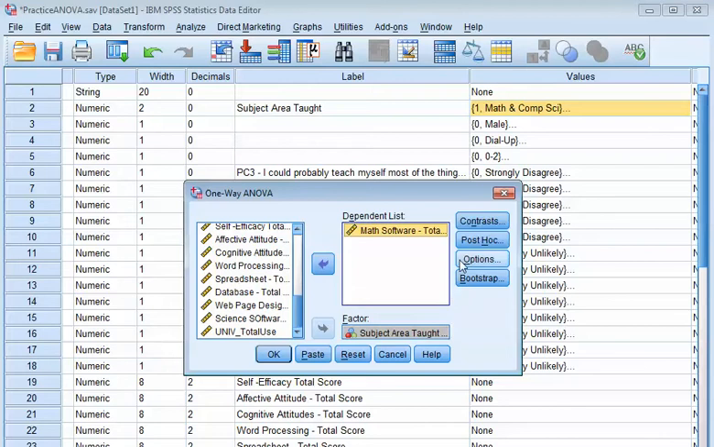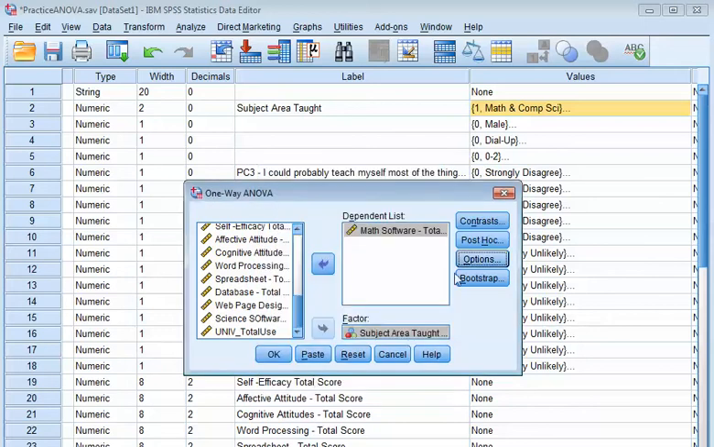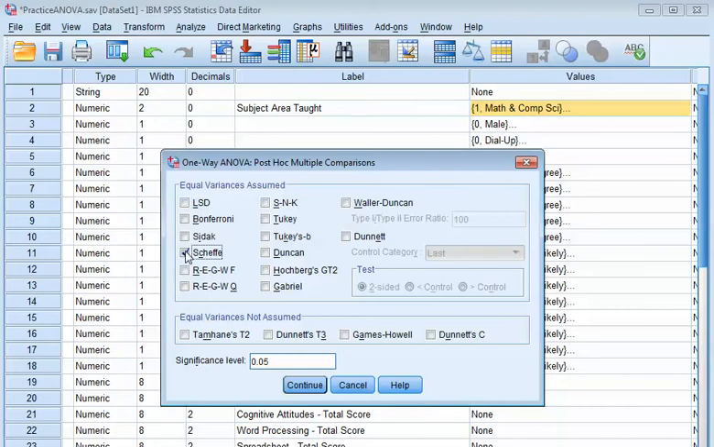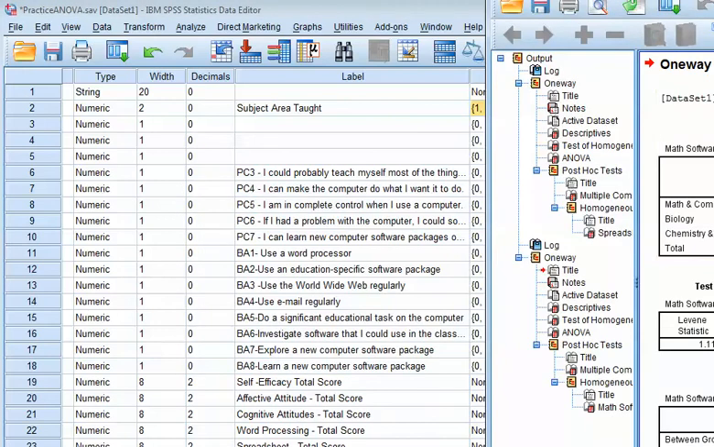The next thing I want to do is click on Options, and I want to click on Descriptives because I want to see the means and the standard deviations. I also want to click on Homogeneity of Variance. That's important because the variances for each group need to be about the same. If you recall, variance is related to standard deviation, so we like the spread to be equal. I'm also going to click on this post-hoc test, and it's called Tukey. I'll explain that later, but make sure you click that. And then click OK.